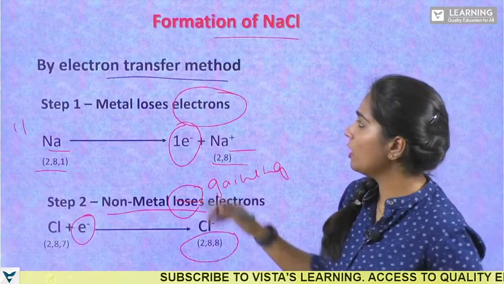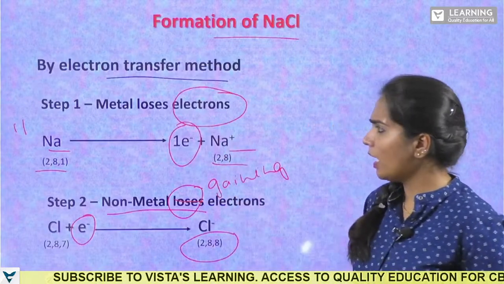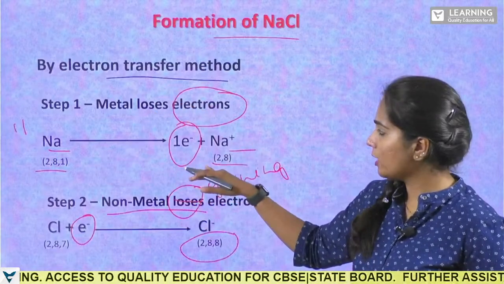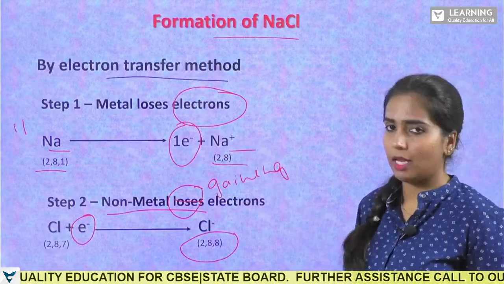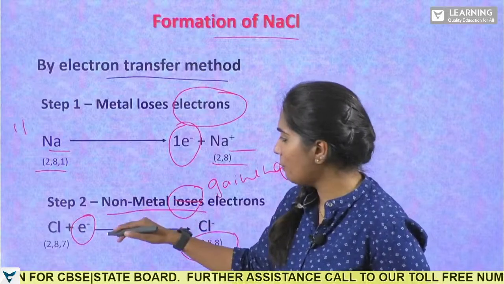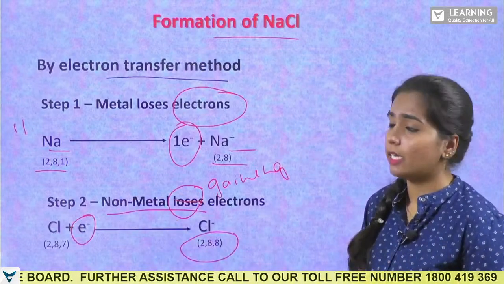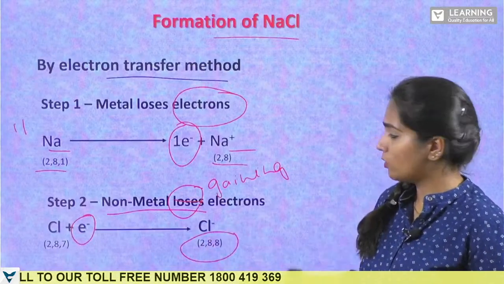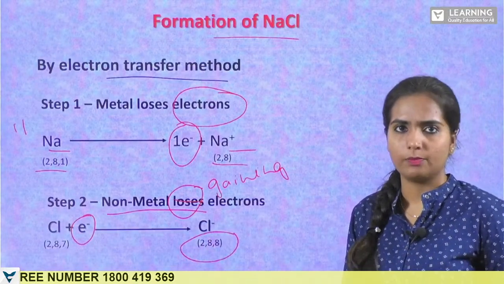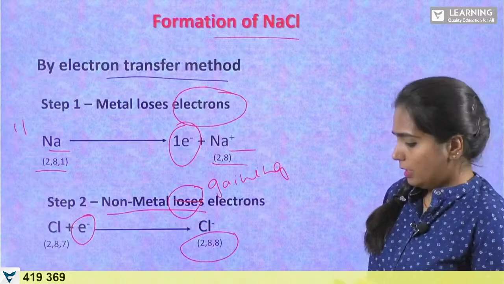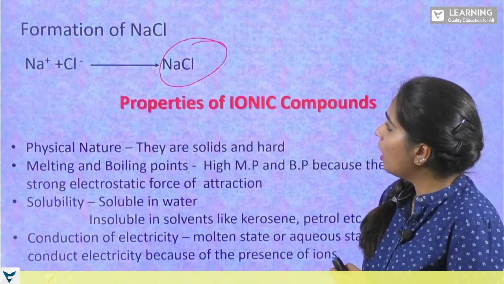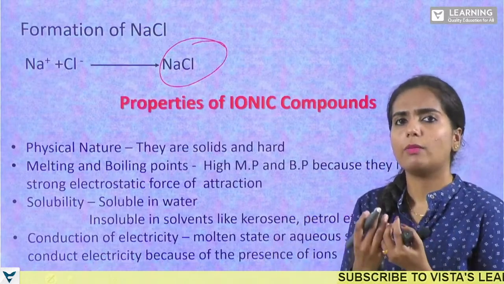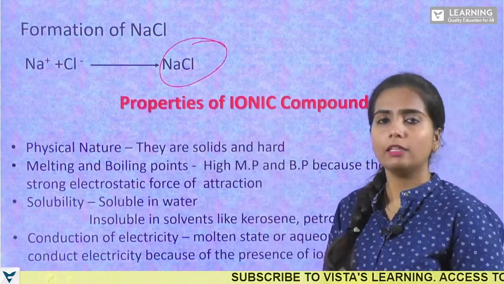So what is step 1? The metal loses electrons. So here sodium is going to lose one electron and it is forming Na+. Okay. Then in step 2, the non-metal will be gaining an electron. Chlorine will be taking an electron and it will become chlorine minus. Okay. Yes, moving on. Next will be the formation of NaCl, that is Na plus and Cl minus will react together to give NaCl.